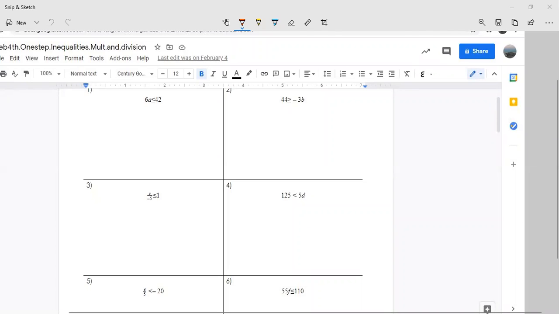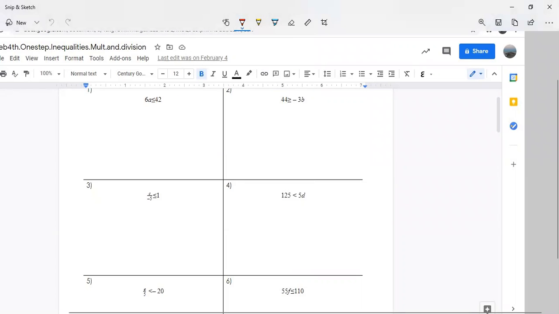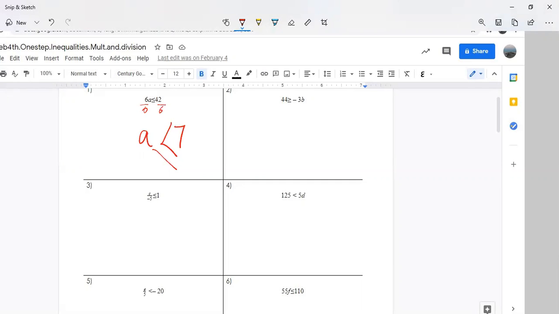Okay, so this is the February 4th homework, inequalities, division and multiplication. Let's start with the first one: 6a less than or equal to 42. We divide both sides by 6. You cancel on the left side, so you're left with a less than or equal to 42 divided by 6. How many times does 6 go into 42? 7 times. So a is less than or equal to 7.